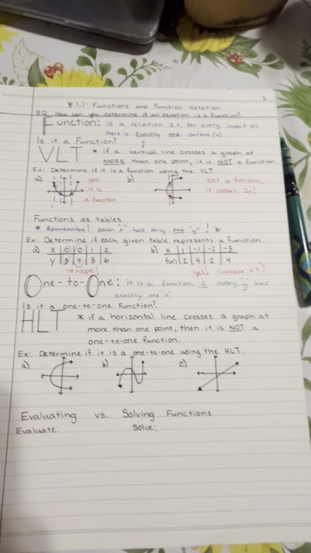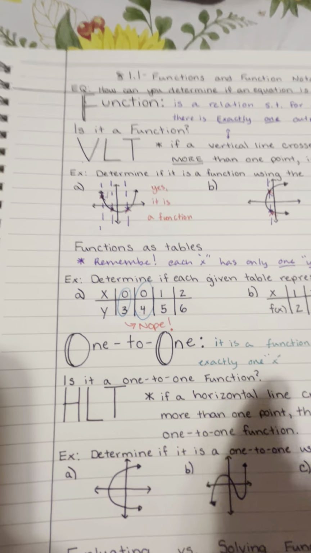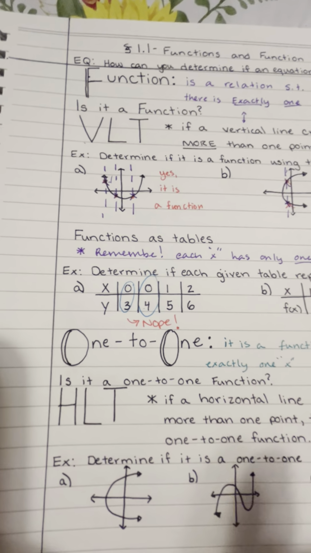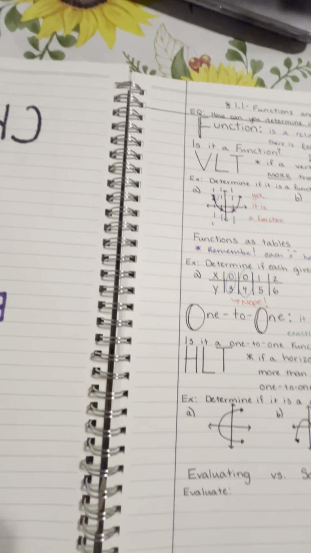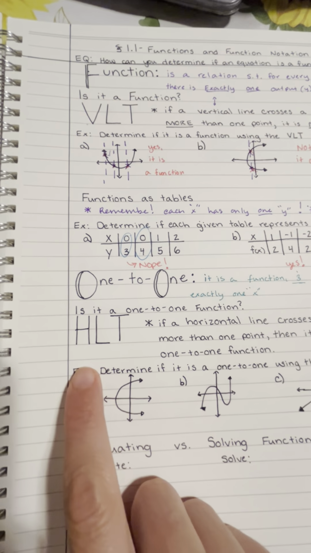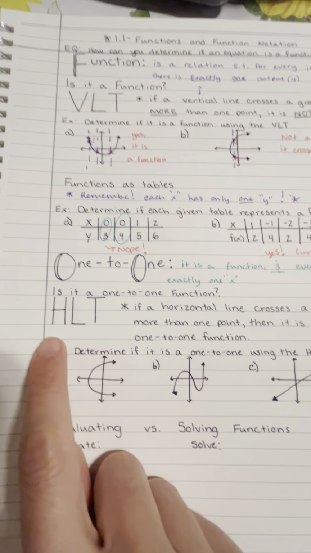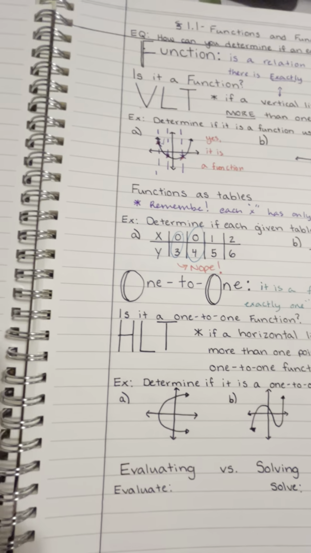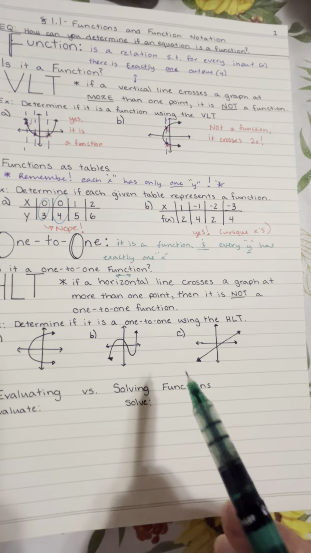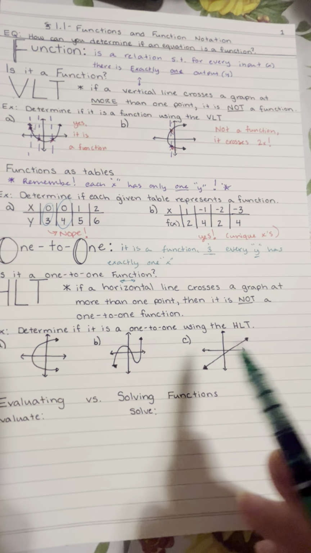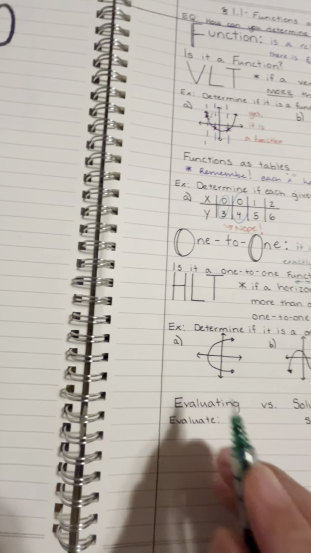Okay, so in this one, every input has exactly one output, and every output has exactly one input, so it maps itself back and forth. And to test if it's a 1-to-1 function, we use the HLT, which is the horizontal line test. The horizontal line test says that if a horizontal line crosses a graph at more than one point, then it is not a 1-to-1 function.